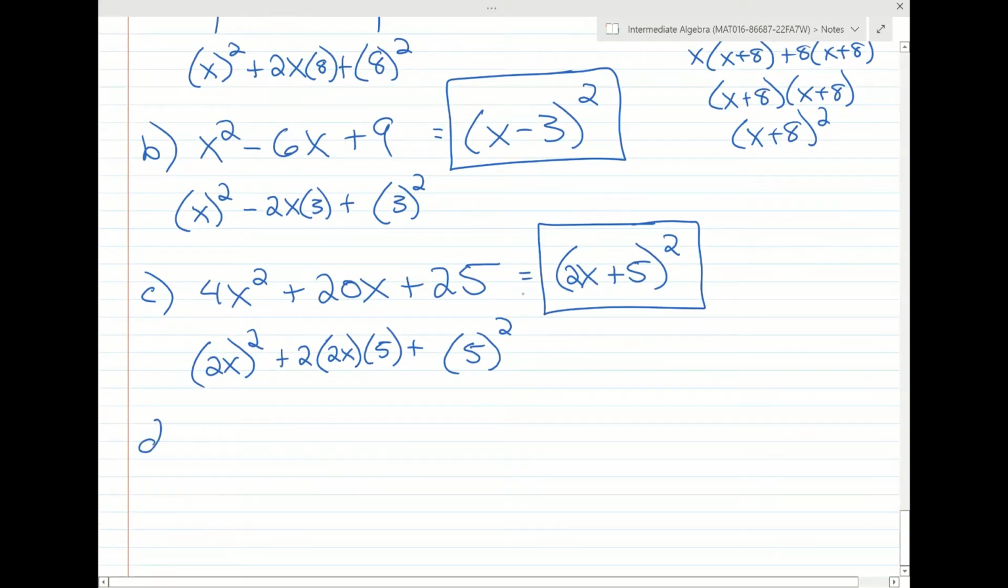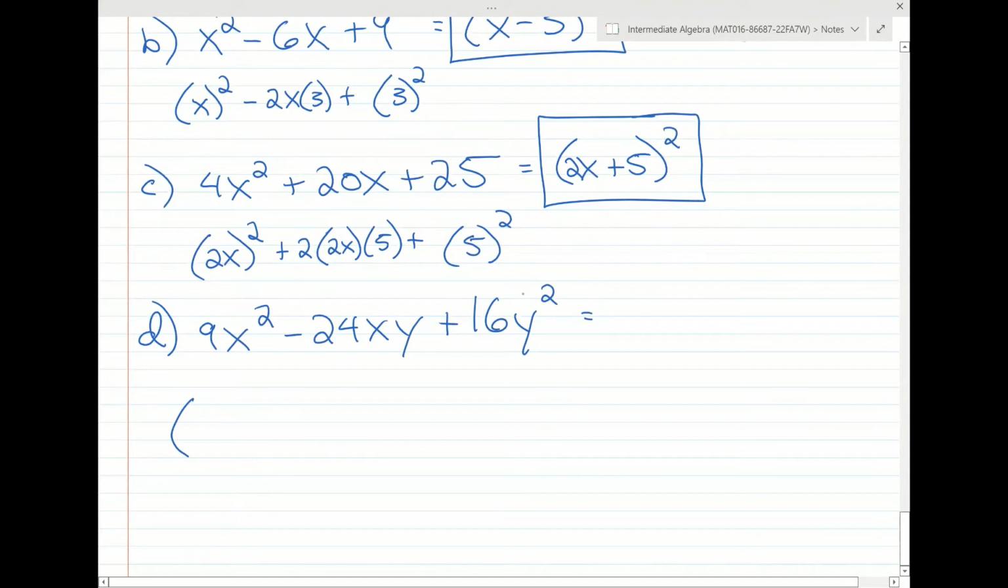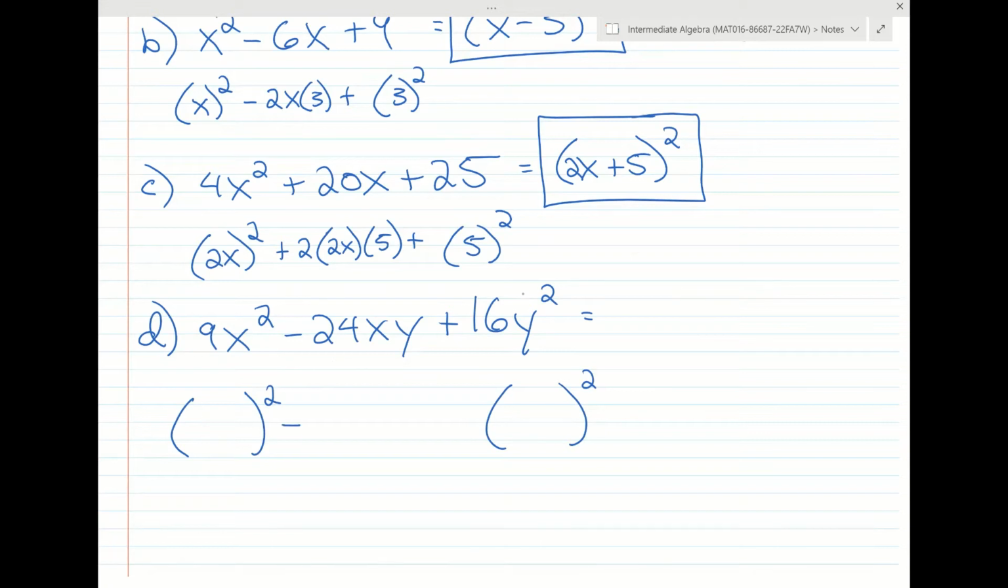Why don't you take a minute and see if you can figure this out if it's 9x to the second minus 24xy plus 16y squared. So see if this is a perfect case by figuring out what the first term is squared, the last term is squared, and then see if the middle is negative 2 times the first and the last.